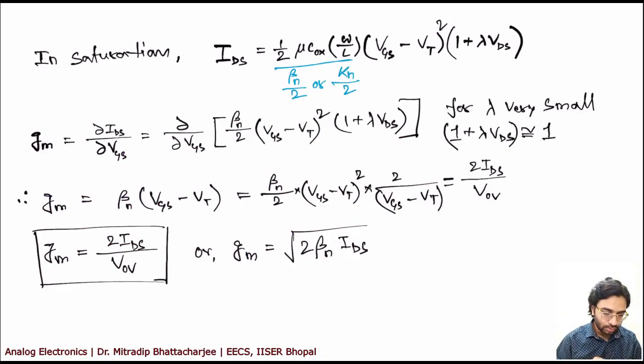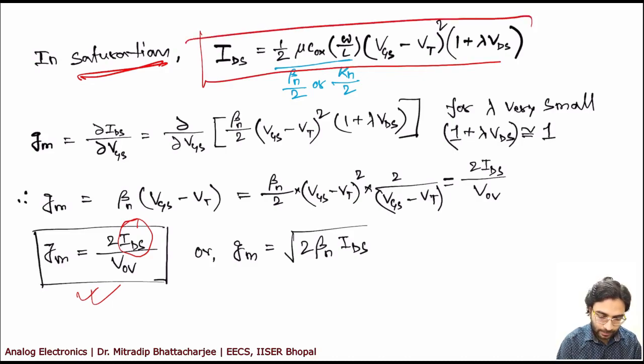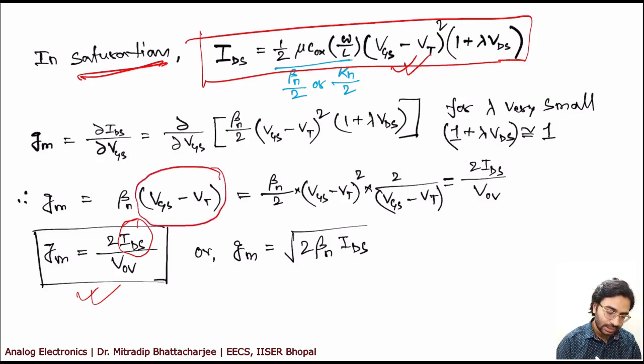Then I have shown you what is the GM value in saturation region, which is very important. It is a function of IDS. And also I have shown if you first find out what is the value of VGS minus VT and replace the same in this equation, you will find another GM value which is 2 beta n IDS. Okay.